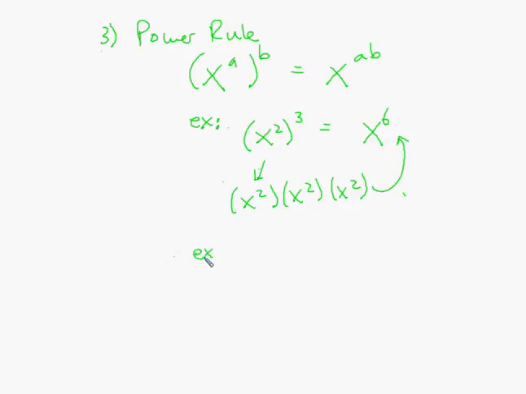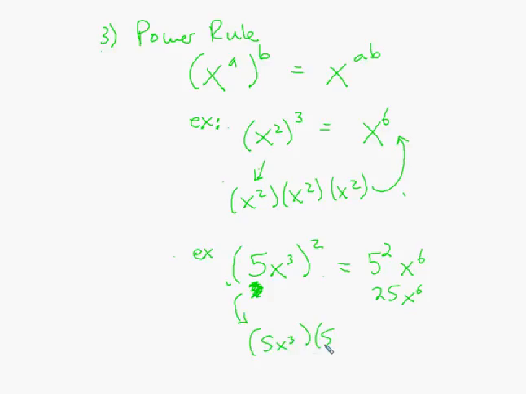Just to do another example of that, this is where we get tripped up: if I have 5x cubed, squared, that's going to mean 5 squared x to the 6th, which is 25x to the 6th. We usually forget this number right here. That's part of it. So why does it come out that way? Well, this means 5x cubed times 5x cubed. And I get that. One more rule, and then we can actually start what we're supposed to be doing today.